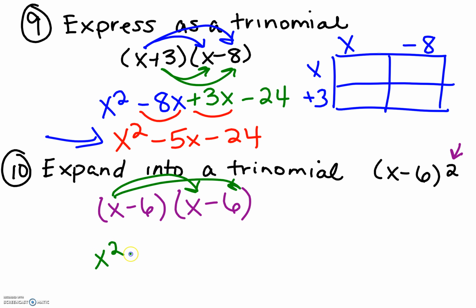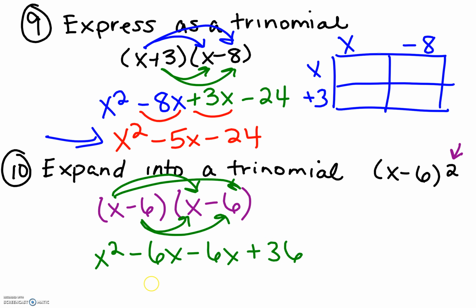x times negative 6 is negative 6x. Negative 6 times x, and then negative 6 times negative 6. From here, we're going to combine like terms to get x squared minus 12x plus 36.